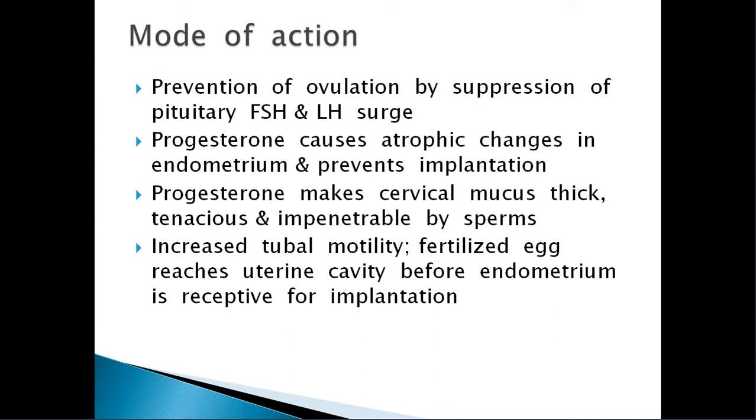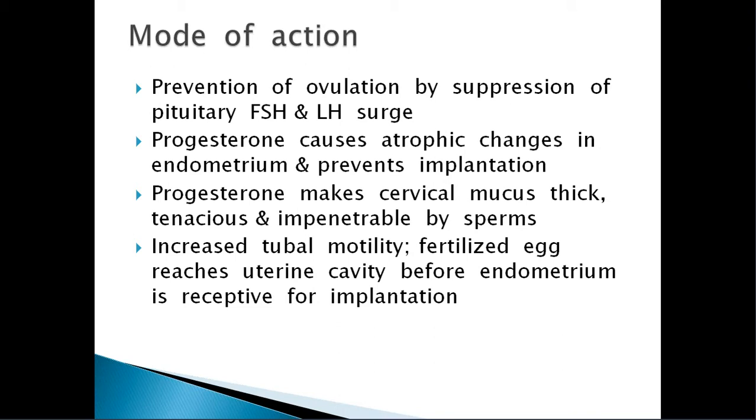They prevent ovulation by suppression of the pituitary FSH and LH surge by negative feedback effect, which I have already explained to you. Then, progesterone also causes a local effect on the endometrium. When low doses are given, they cause atrophic changes in the endometrium, and decidual development does not occur, and it is not suitable for implantation. Progesterone also makes cervical mucus thick, tenacious, and impenetrable by sperms.